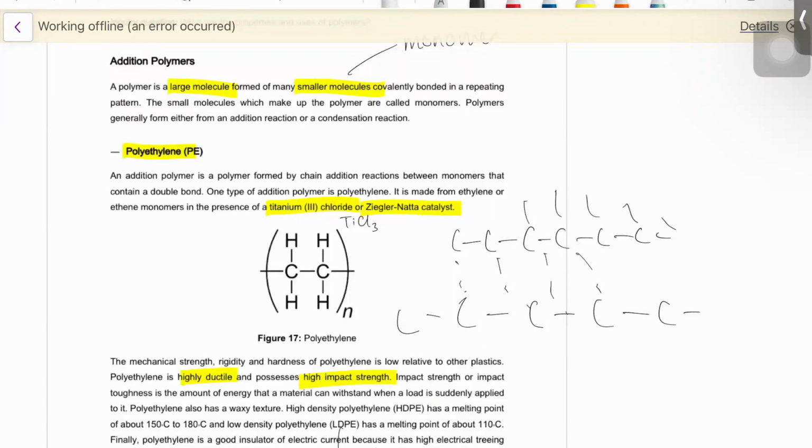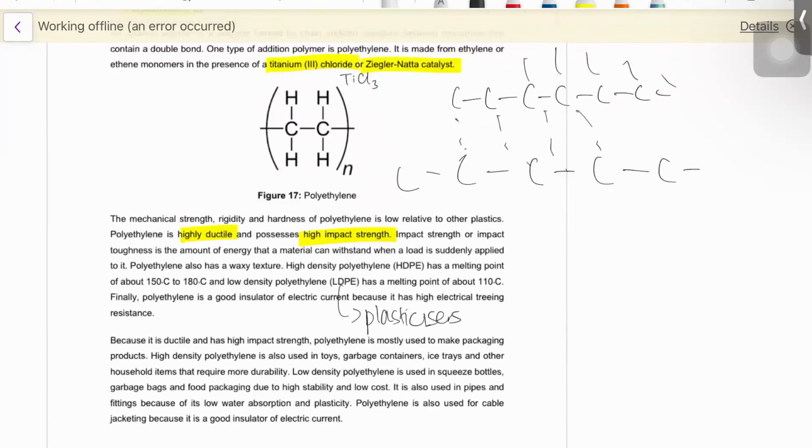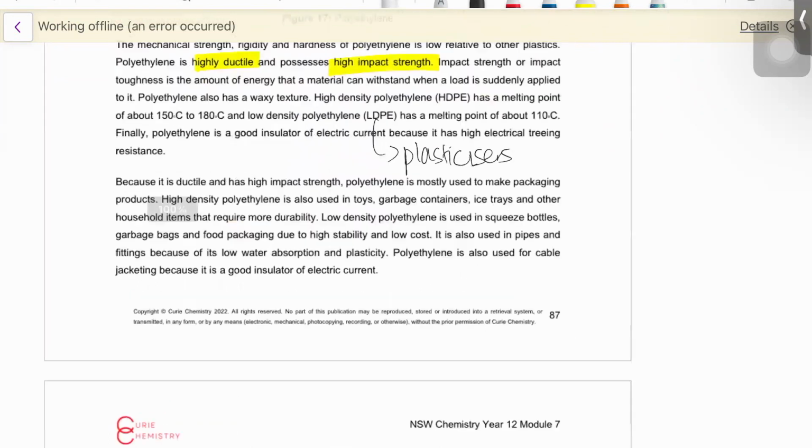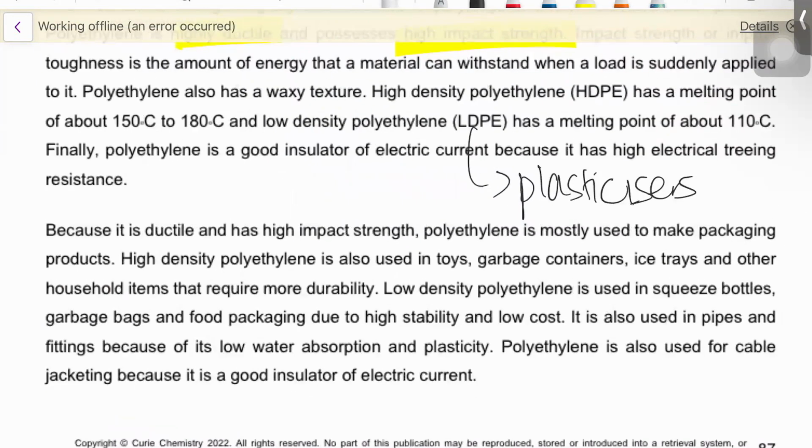Okay, good. Now, in terms of uses, we've already related this, but you want to write your answer in a way that allows you to relate the properties to the uses, because that's the way things get done. You want to see what something is good at and then relate it to something else. Because it's ductile and it has really high impact strength, it's easy to shape, but it's also able to hold a lot of weight, which means you can shape it into a bunch of different packaging products, but then also put a lot of stuff in it. So packaging products is what it can be used for.